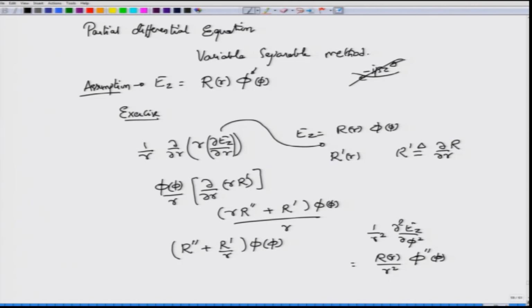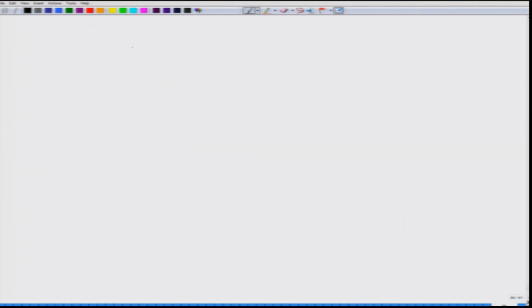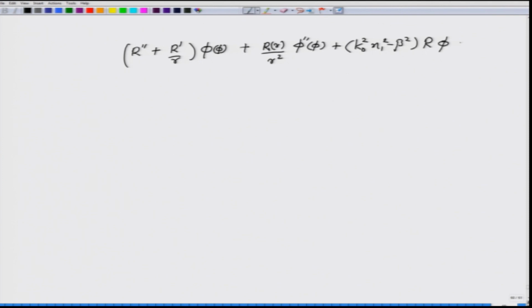Now that we have them, you can combine these equations. So, I will now have an equation which tells me that R double prime plus R prime by r times Phi of phi plus R of r divided by r square, and then you had Phi double prime of phi plus k0 square n1 square minus beta square times R Phi equals 0. Now, this, as I have told you, is an exercise. So, if you do not understand it, please go back and do this carefully, ensure that you understand how this equation was derived.